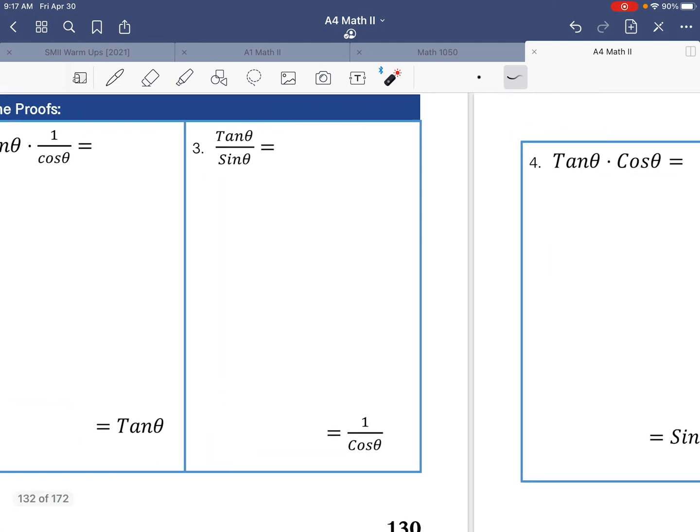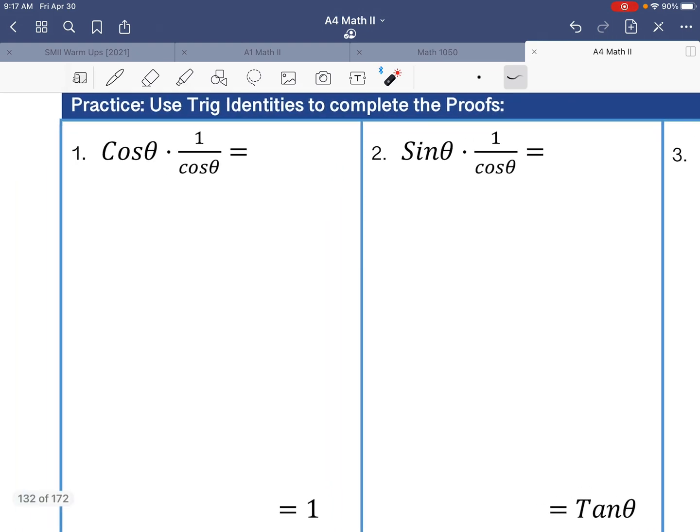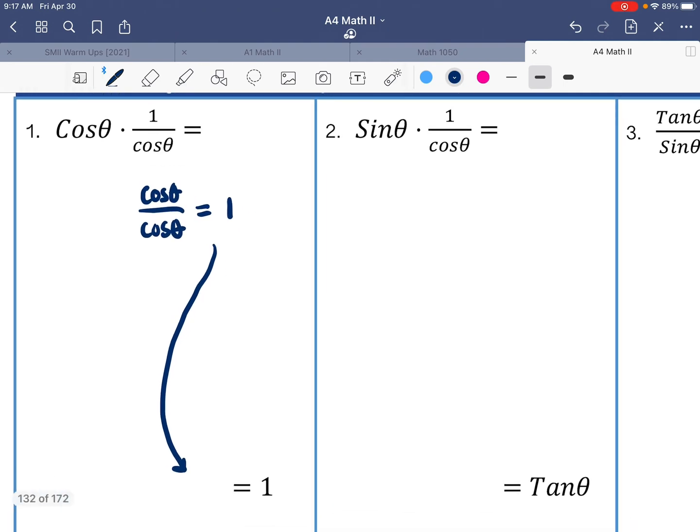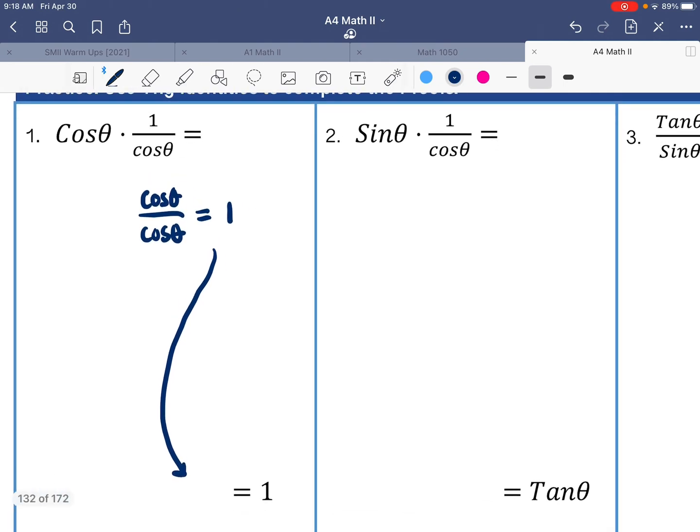So let's do some more of these proofs here. We're going to use a combination of all the things that we have so far. So cosine times 1 over cosine, we're supposed to say is 1. That is the same thing as cosine of theta over cosine of theta, which is just 1, right? Something divided by itself is always 1. So that one's super easy, right?